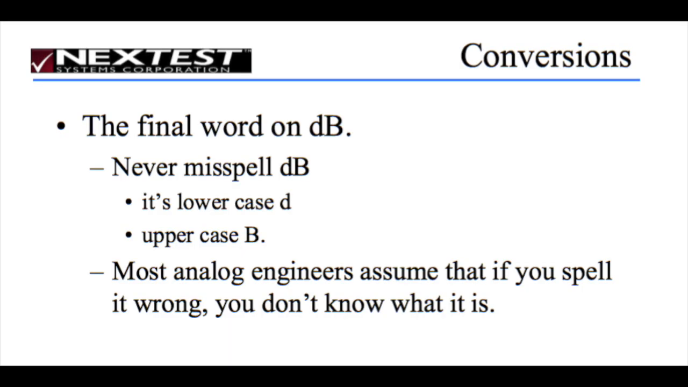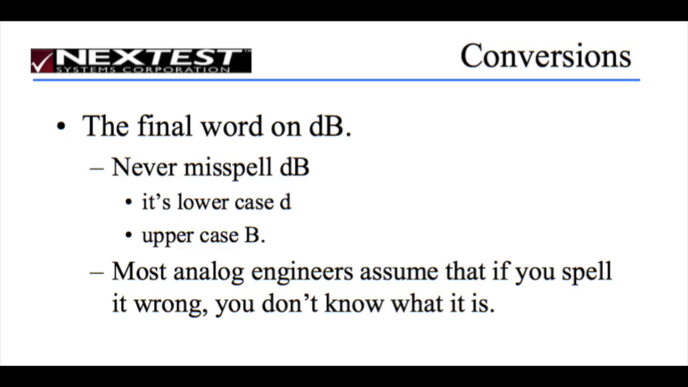And then a final word on dB. People got really upset with me when I talked about this back at Nextest. Never misspell dB. And you say, Dan, how could you misspell dB? It's only 2 letters, D and B. No, no, no, no, no. It's lowercase d, uppercase B. That's named for a guy named Bell. Remember Ma Bell, the Bell Telephone Company? Ma Bell. It's spelled with an uppercase B. So it's always lowercase d, uppercase B.